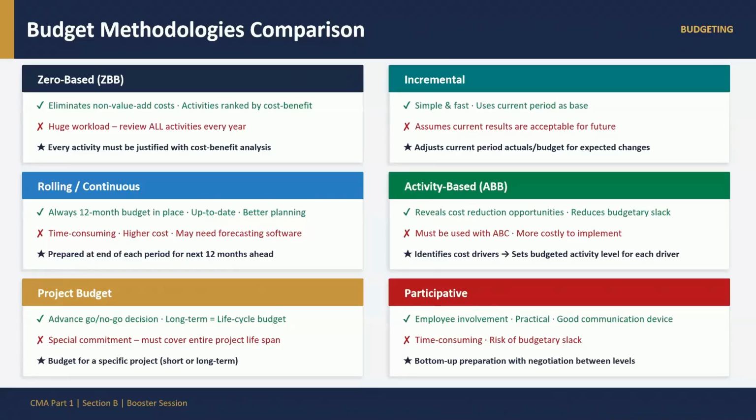That is ABB. And it reveals cost reduction opportunities, where and how we can reduce the cost. That we will come to know. And it reduces the budgetary slack. Budgetary slack is nothing but whenever we give an opportunity for our employees to enter into this budgeting process. Why can we give opportunity for employees? Because those are the people who know the organization's reality. They will know practically what is possible, what is not possible.